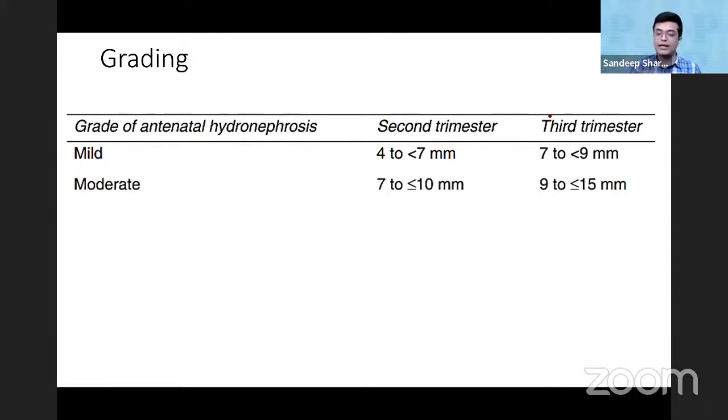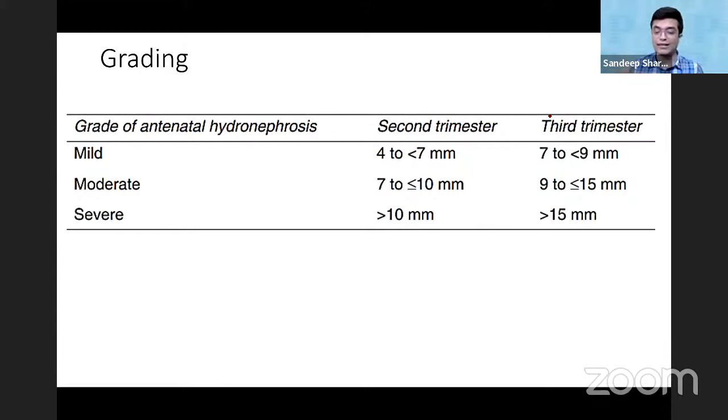What is moderate? It is 7 to up to 10 millimeters in second trimester and 9 to up to 15 millimeters in third trimester for moderate hydronephrosis. And then we have severe antenatal hydronephrosis, where it is more than 10 mm in second trimester and more than 15 mm in third trimester.